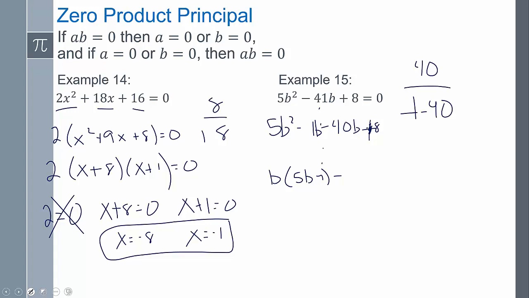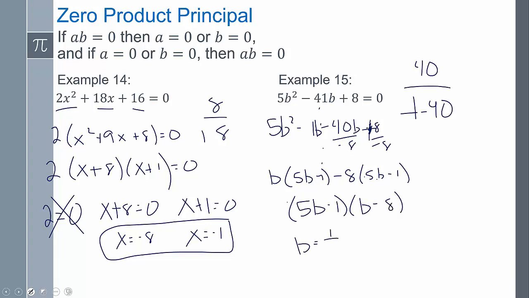So minus, and then there's an 8 in common. So minus 8. And then that's going to be 5b minus 1 because I divided by negative. So negative is a positive. 40 over 8 is 5. b still there. Positive negative is a negative. 8 over 8 is 1. Okay, good. So now that's going to be 5b minus 1 times b minus 8. And then when you set those equal to 0, you should get b equals 1 over 5 and 8.